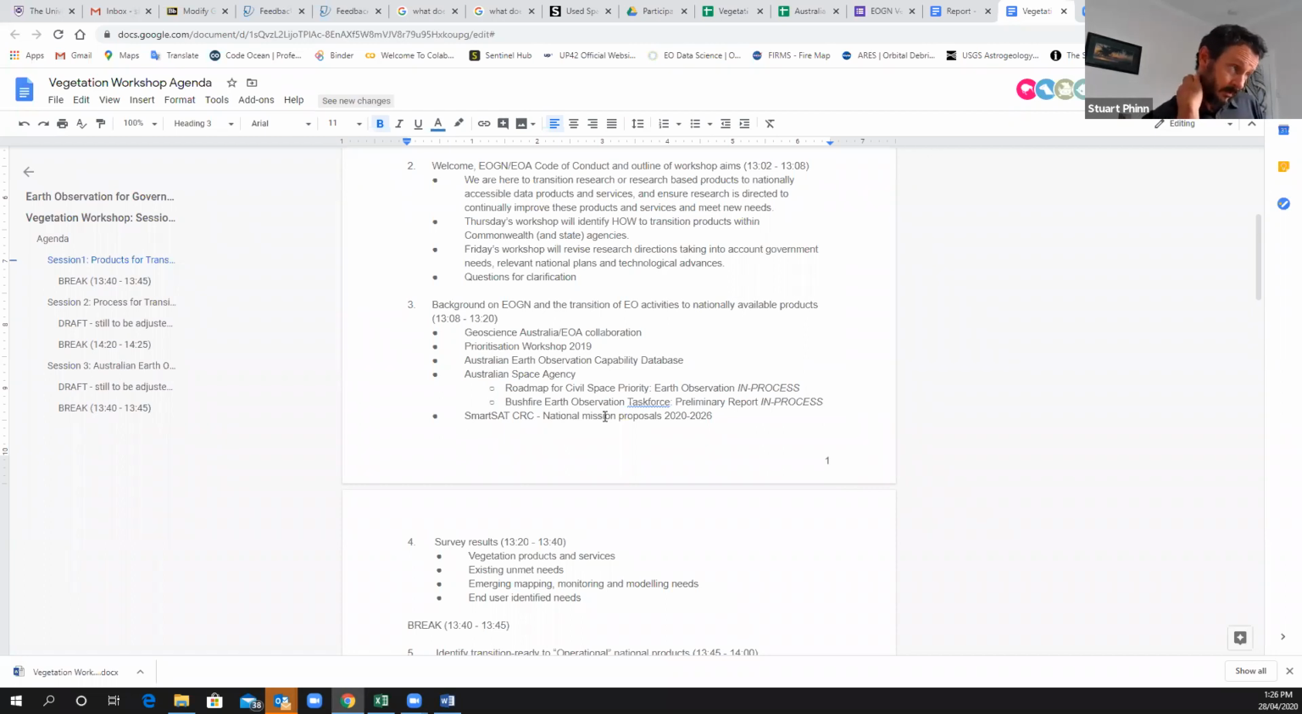The last point I'll mention is the SmartSat Cooperative Research Centre, which started formally last year. It's a 7-year project, which is again about building Australia's space capabilities. I've mentioned it because there are two aspects of that which are going to lead to national mission proposals around water-based applications and fire-based applications. The aim of the CRC is to work with government and industry to partner on doing this. So that will also affect what we do down the track.